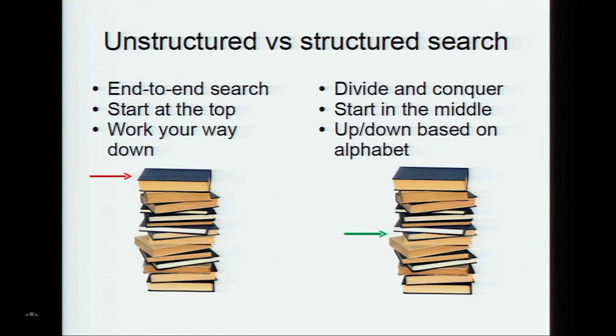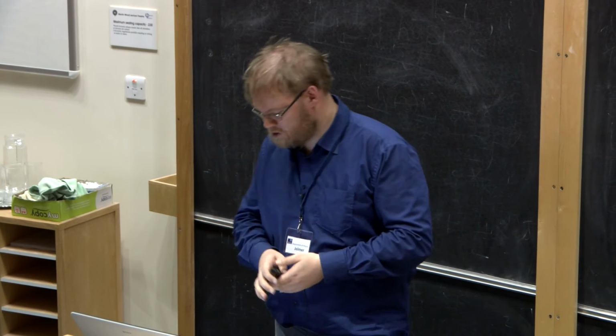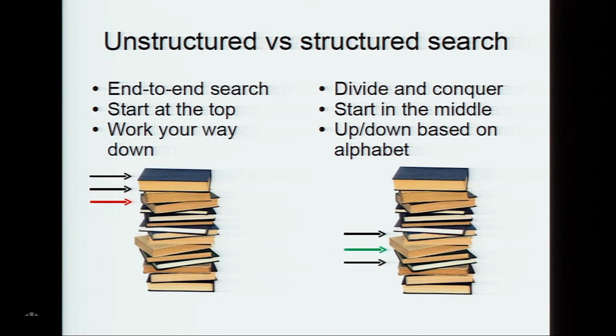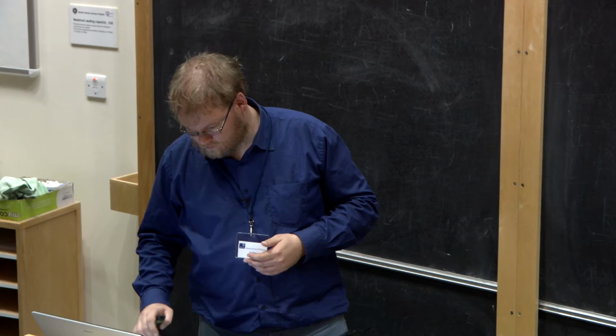And that's a general feature of problem solving. So if you think that this pile of books represents your list that you want to search through, then for the unalphabetized list, you have no other option than just to start at the top and work your way down. Whereas for the sorted list, you can start in the middle and do this kind of divide and conquer approach, which is of course much faster.